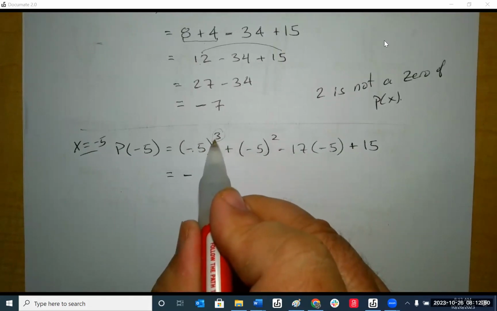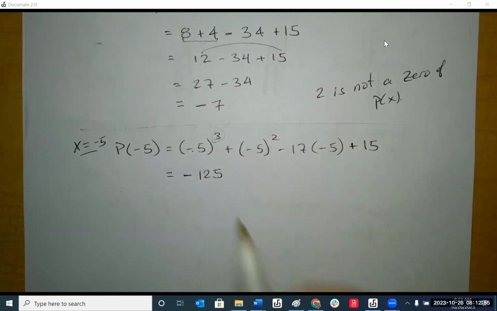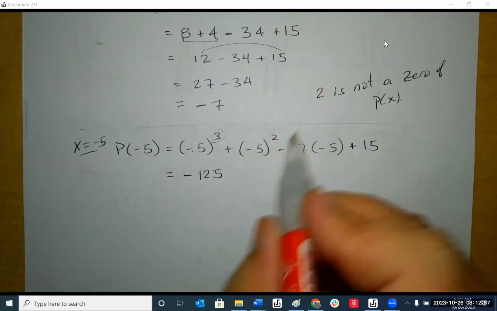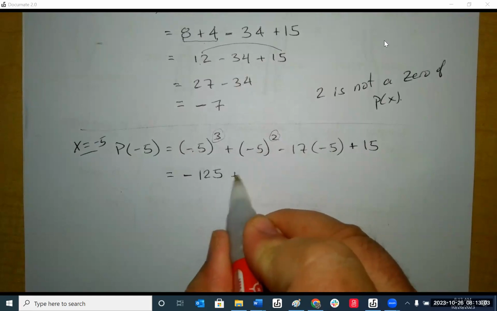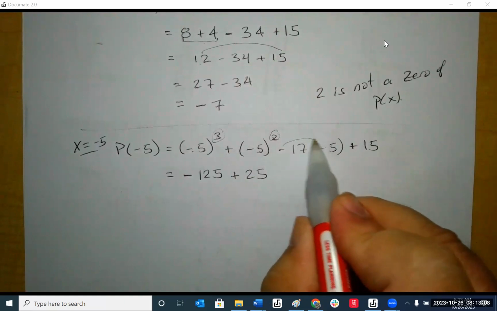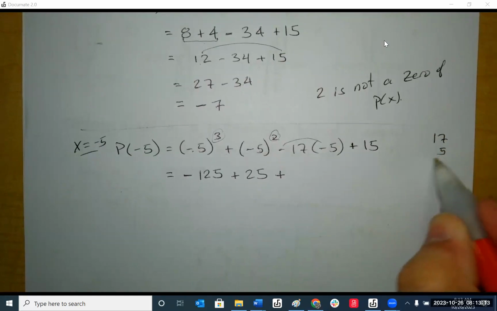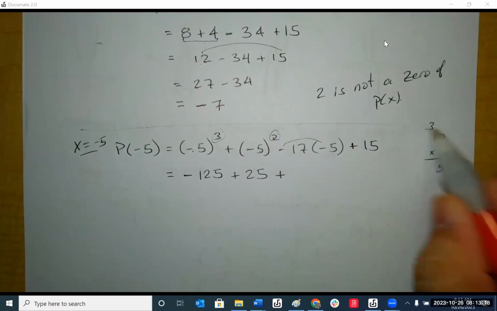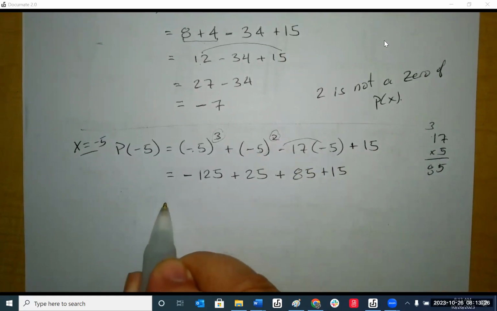So 5 cubed is 5 times 5 is 25, times 5 is 125. The negative's inside, but it's an even power, so it's going to be positive. So we'll leave that sign there. 5 squared is 25. Negative times negative is positive. 17 times 5 is 85. Plus 15.